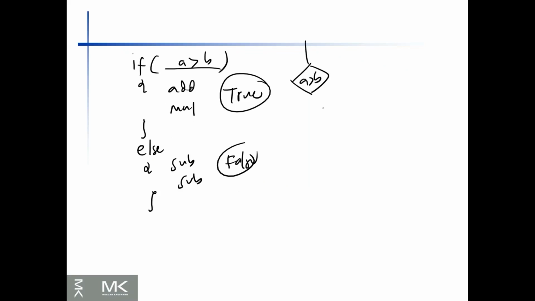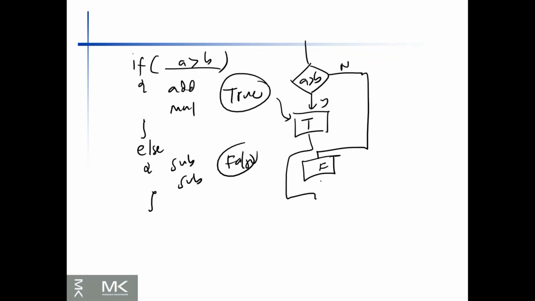Is A greater than B? Yes, perform the true block. This is the true block. No, perform the false block. By next step. And this is the next step. So there's always this decision making in our flowchart or in our program.